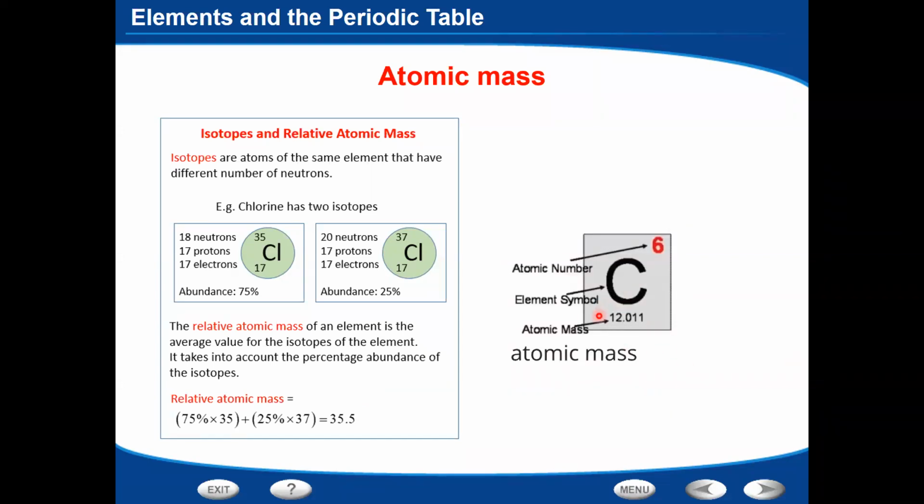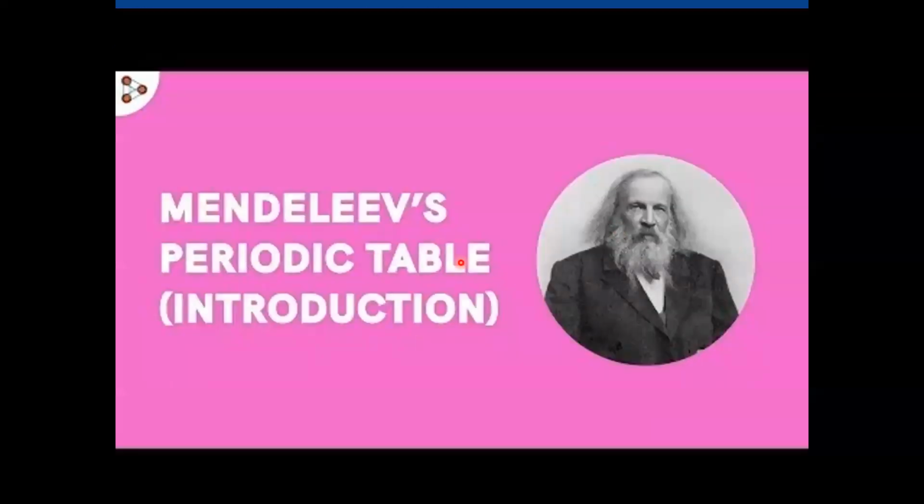So if you look here, you will find atomic mass. What is the meaning of atomic mass? We have many isotopes for each element, so the average mass for all of them is called atomic mass, the average mass of all isotopes. So long ago, Mendeleev made a pattern that all of the elements can apply on, organizing all the elements in an old periodic table in order of increasing atomic mass, and now by atomic number.